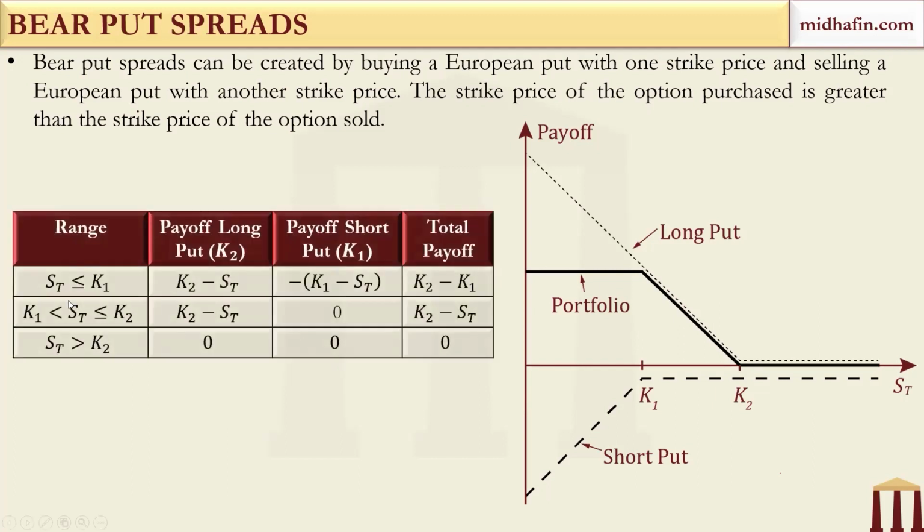And here, the payoff structure is very simple, just the reverse of what you had for bull call spreads. So when ST is less than both the strike prices, payoff is K2 minus K1. When ST is between these two, payoff is K2 minus ST. This is the only difference. In the previous case, it was ST minus K1. Here it is K2 minus ST. And if the asset price is greater than the larger of the strike prices, then the payoff is simply zero from this trading strategy.